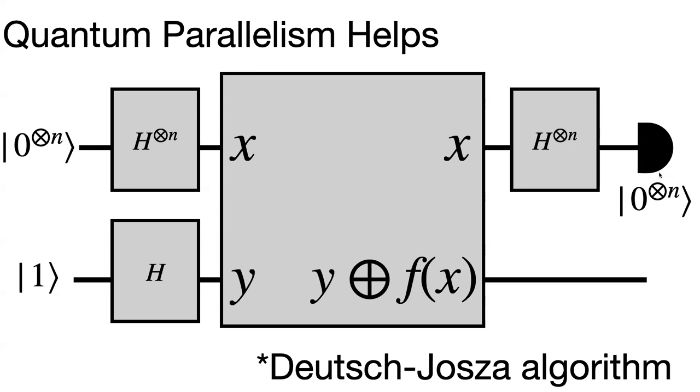But what this machine does at the end of the day is, if you detect zero tensor N, then you can conclude that it's one variety of function. It's a constant function, I think. Whereas if you don't detect zero tensor N, then you can conclude immediately that it's a balanced function. So by just asking the question here, you can actually have the full answer, and you only used it once.